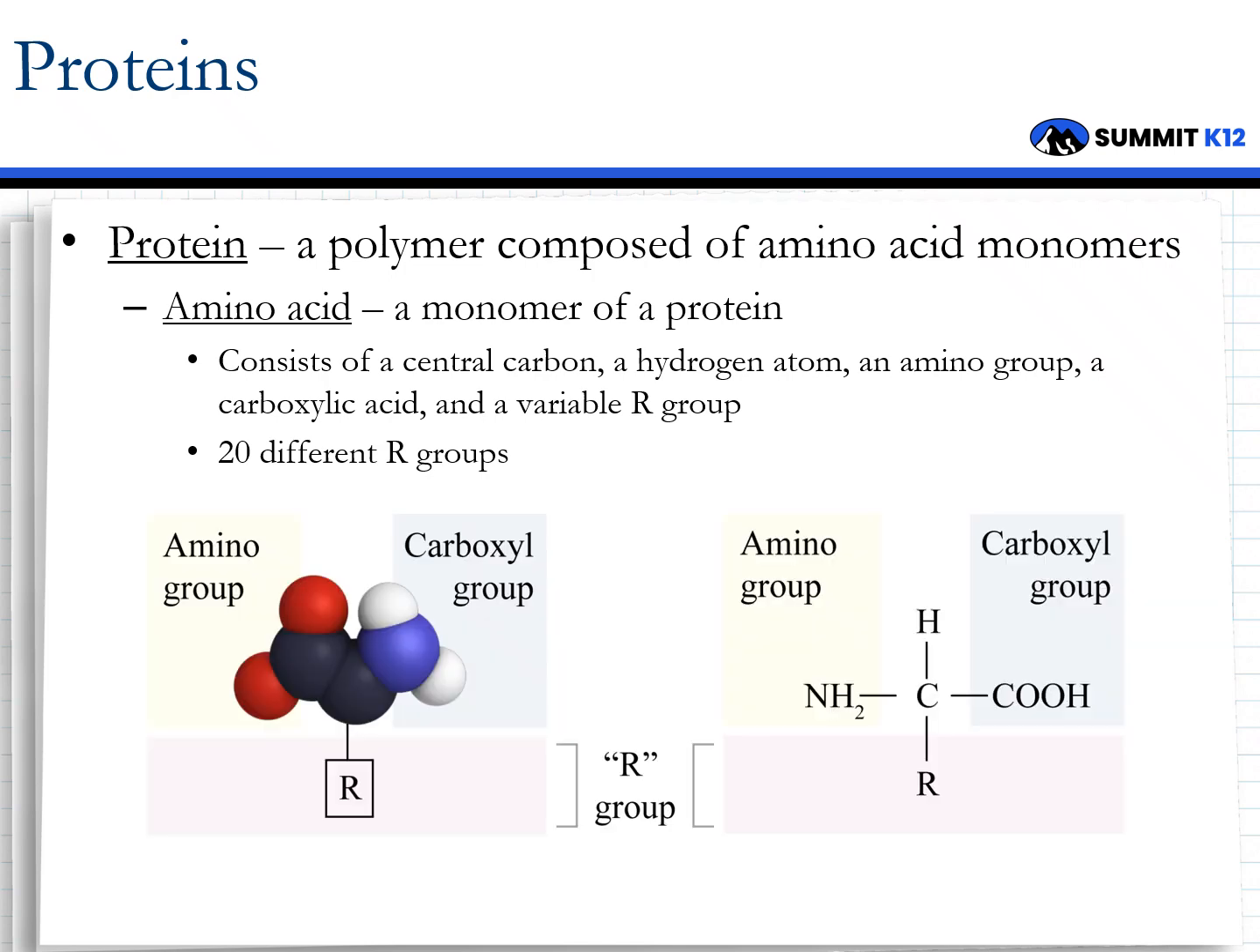I want you to draw this right here in your notes. I want the amino group, the carboxyl group, your hydrogen, and your R or variable group down at the bottom.